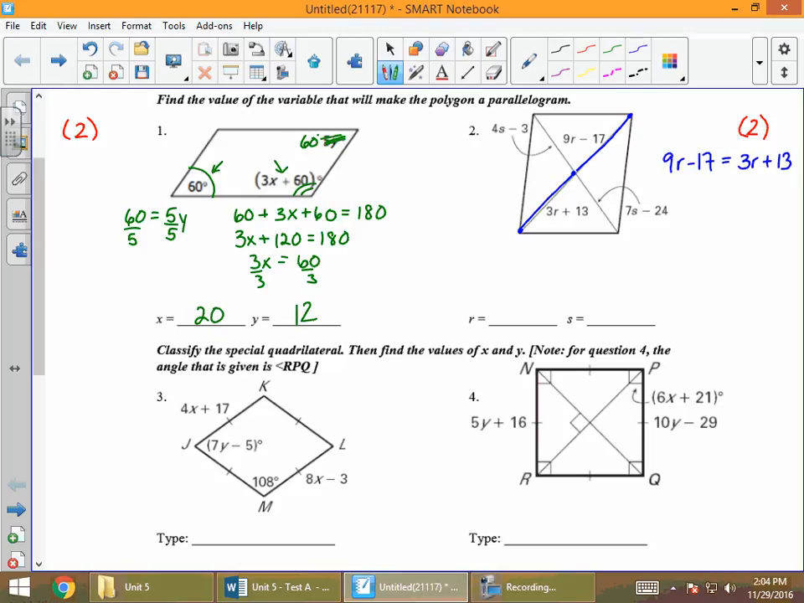Subtract 3r on both sides. Add 17 to both sides. So 6r equals 30. Divide by 6. And r is equal to 5.